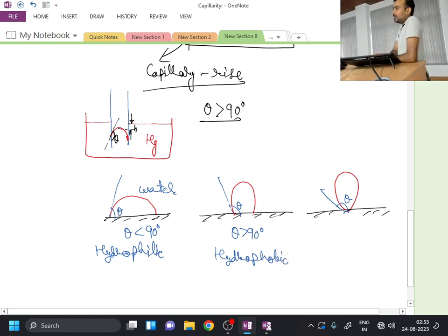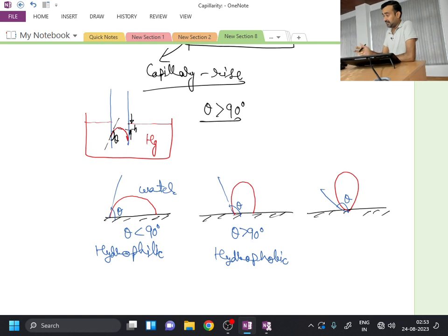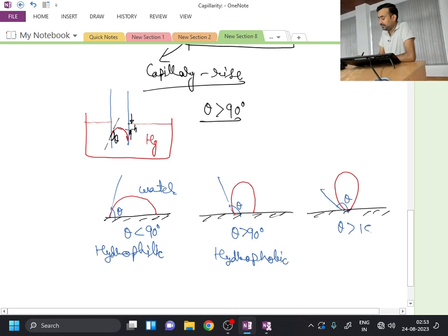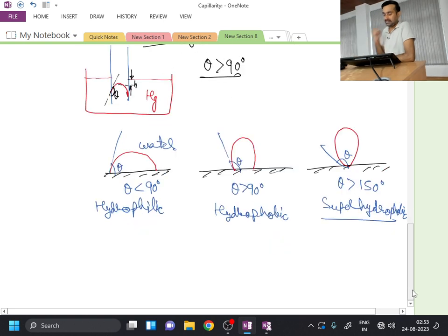So if you see the same volume of the drop in all three cases, in the first case it is trying to wet more portion of the solid. Okay, so it is trying to wet the solid. In the second situation, the contact surface of the liquid with the solid is less, and in the third situation it is very less. So when this contact angle is greater than 150 degrees, then typically the surface is called a super hydrophobic surface.